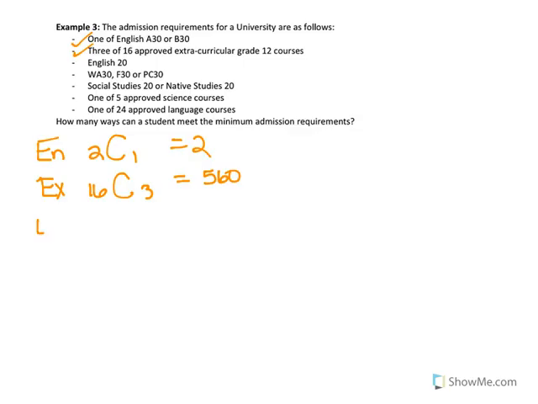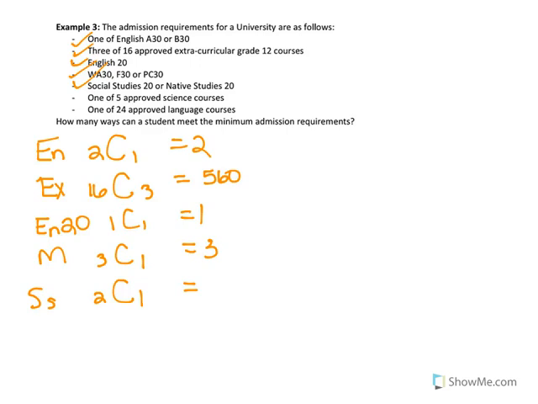You need English 20. That's just one class. There's one of them and you have to choose that one thing. You need one of these maths. So there's 3 of them and we're choosing one of them. So there's 3 ways to choose a math. You need a social science or a social studies course. So there's 2 of them and we're choosing one of them. You just need one or the other.